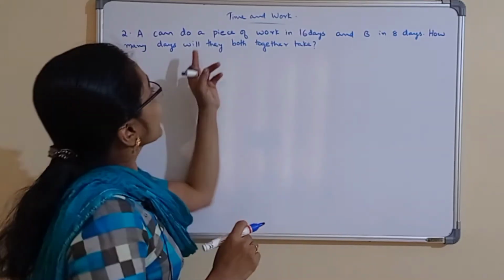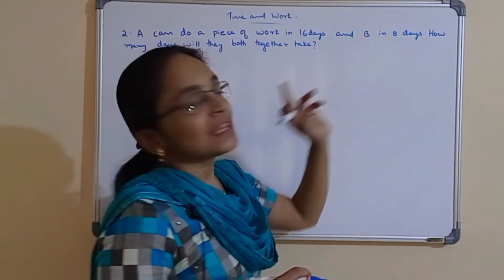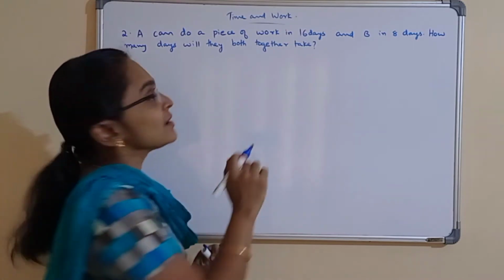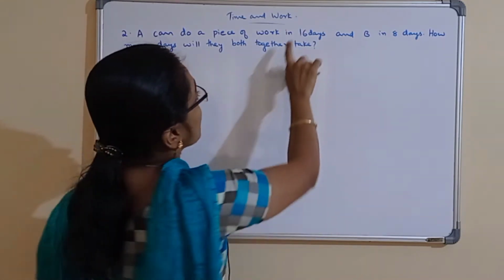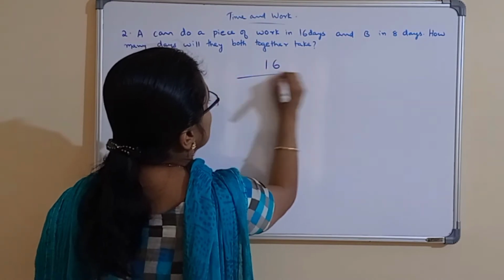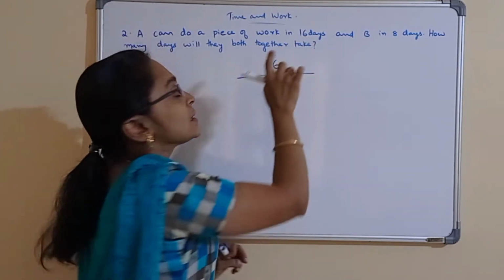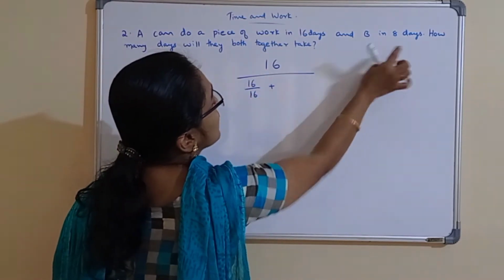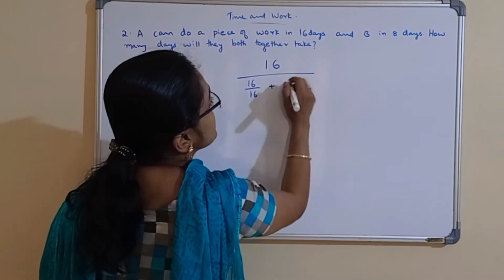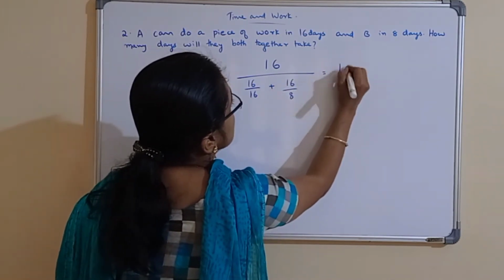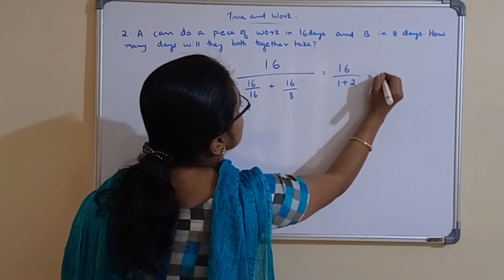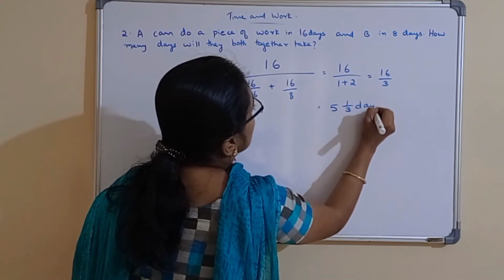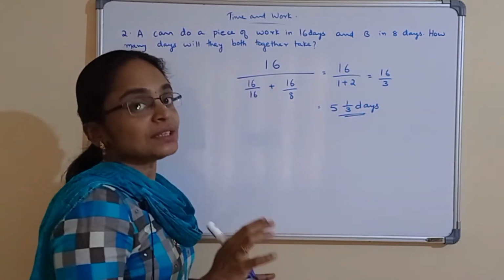Okay. Next one, A can do a piece of work in 16 days and B can do the same work in 8 days. How many days will they both together take? So take LCM. What is the LCM of 8 and 16? It is 16. So 16 by LCM by the days taken by A, that is 16/16, plus LCM by days taken by B, that is 16/8, which is equal to 16/(1+2), and that is equal to 16/3, which is equal to 5 1/3. So they will take 5 1/3 days if they do it together.